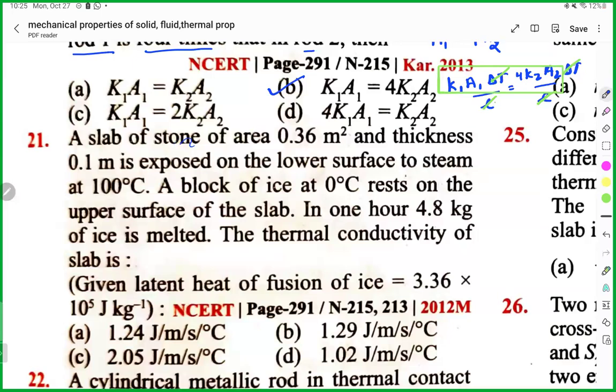So, Chandana, a slab of stone of area A, thickness is this.